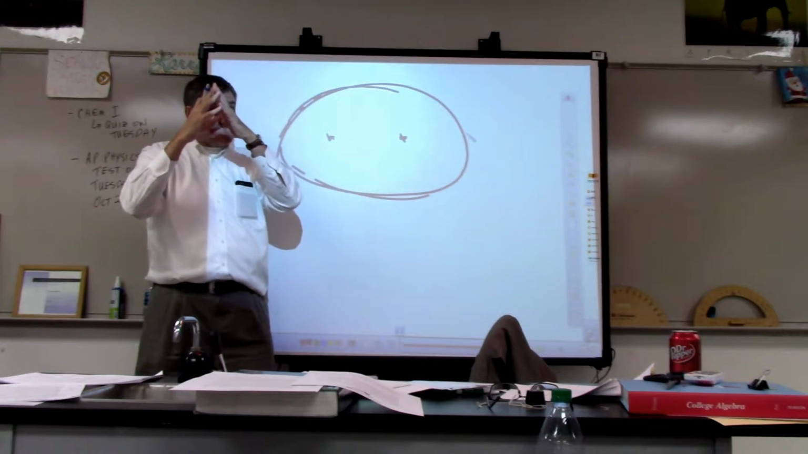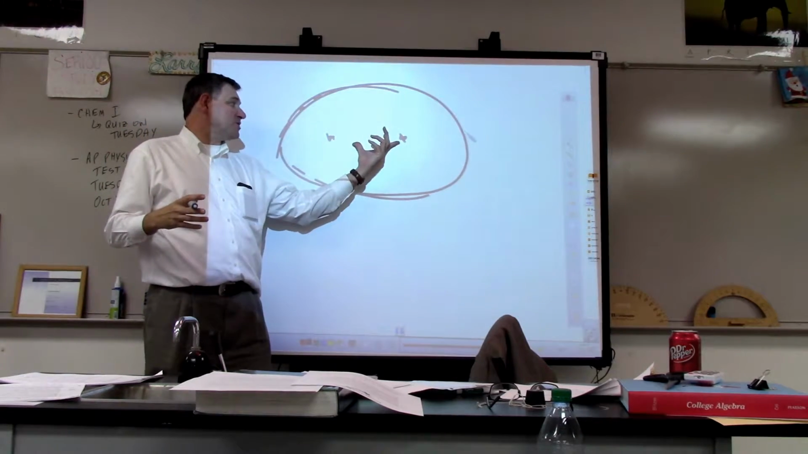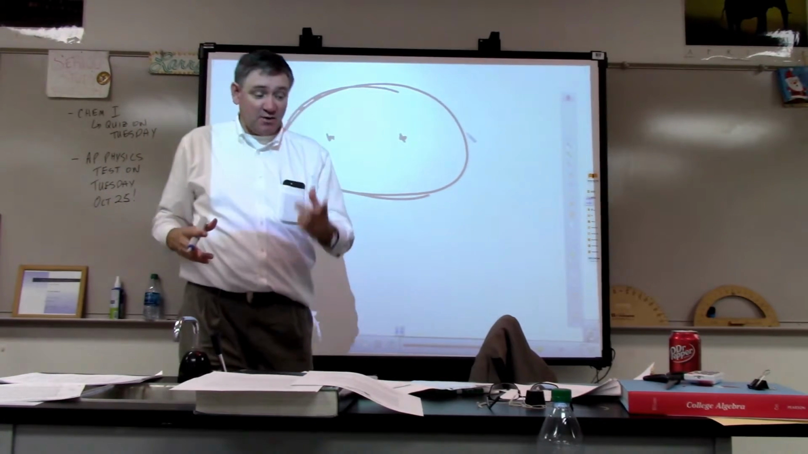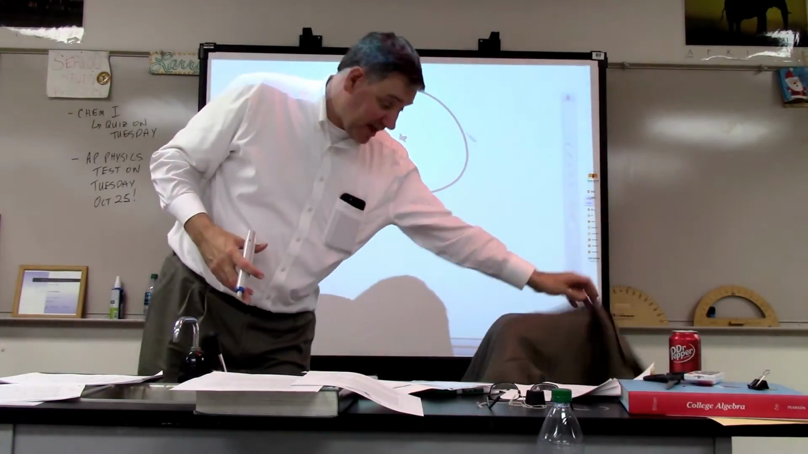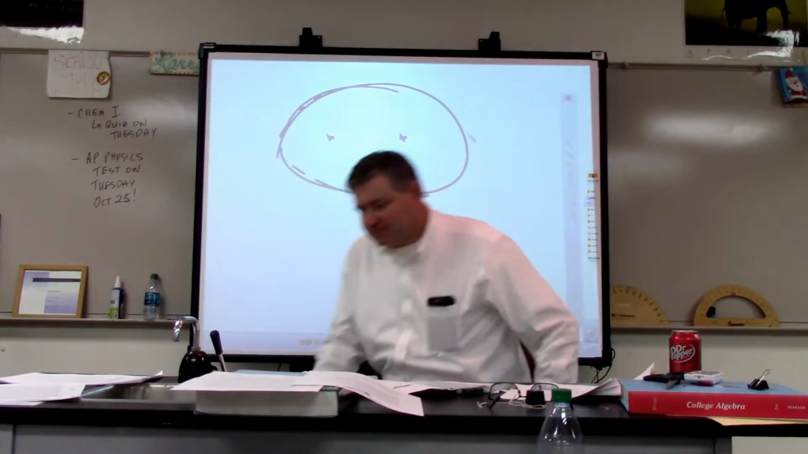Does it get rounder or flatter? Rounder. So if you have an ellipse that only has one focus, that is a circle. It's a circle. Okay?